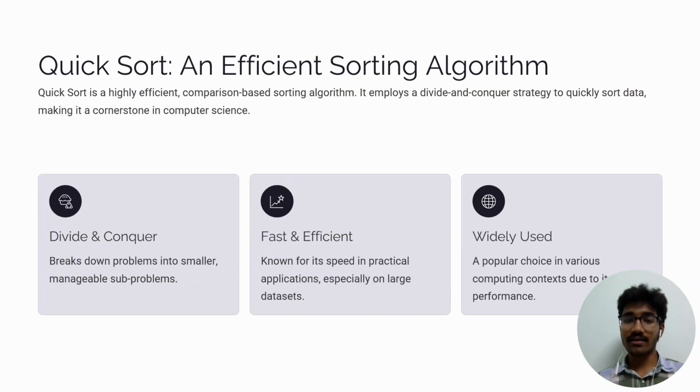Quicksort uses the classic divide and conquer strategy. We take a big messy problem, like an unsorted array, and keep breaking it down into smaller, manageable pieces, solve them, and combine everything back together. Basically the same strategy we all use while pretending we are productive.